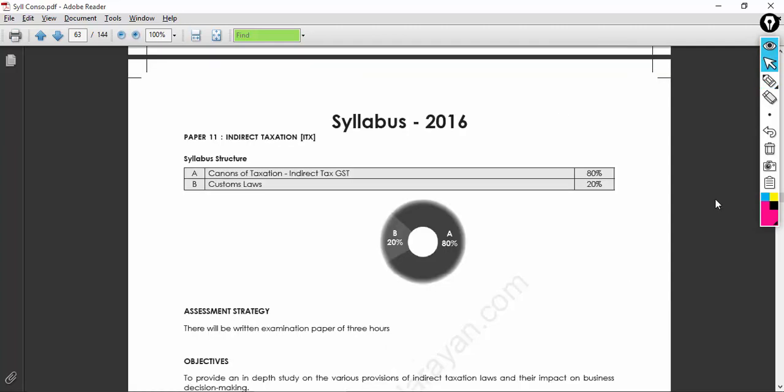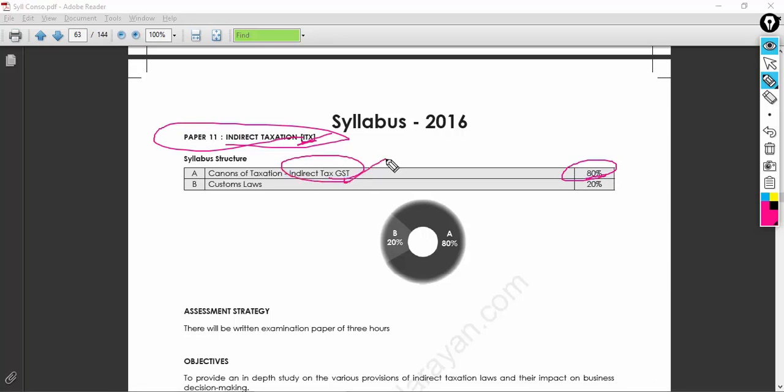In case you take this one, we have indirect taxation, which is ITX. We have a maximum of 80 percent given to GST. You cannot get 40 percent from customs laws. 50 percent for sure you cannot get from customs laws. So you have to know who your favorite person is, on whom you need to concentrate, so that he can get you good marks, and that is GST. So in indirect taxation, GST is given 80 percent.